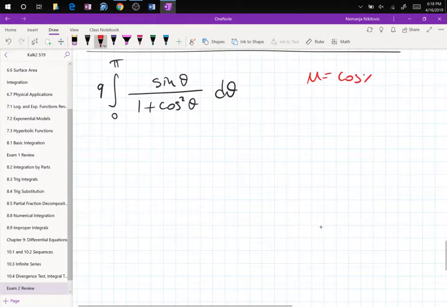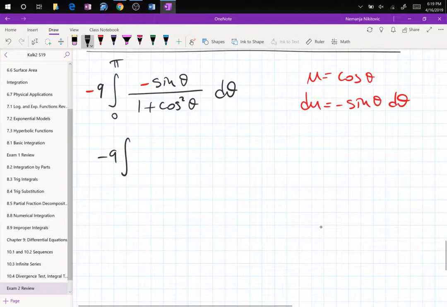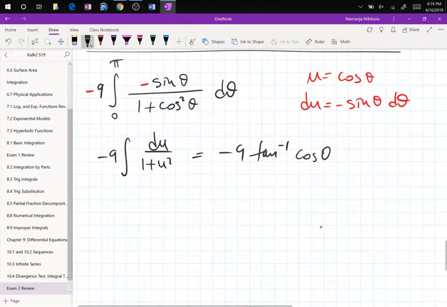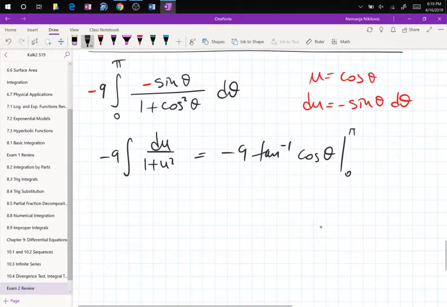So u is cosine theta, and then du is negative sine theta d theta. We need a negative, so we'll install a negative. There we go. And now this becomes negative 9 integral of du over 1 plus u squared, which is negative 9 tangent inverse of cosine theta from 0 to pi.